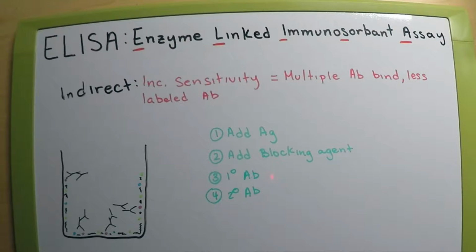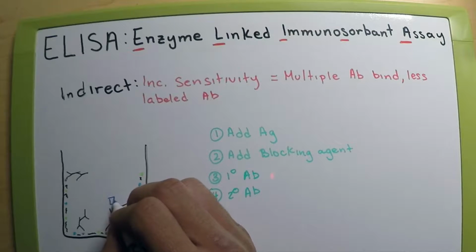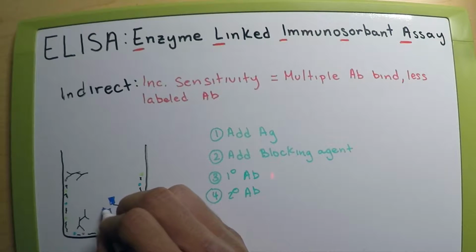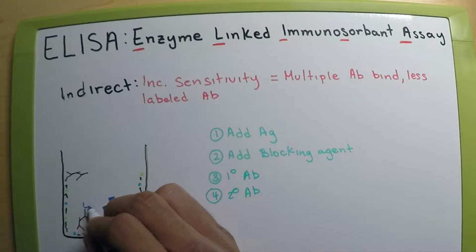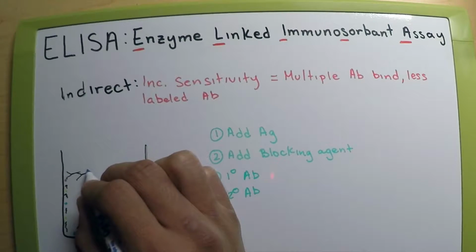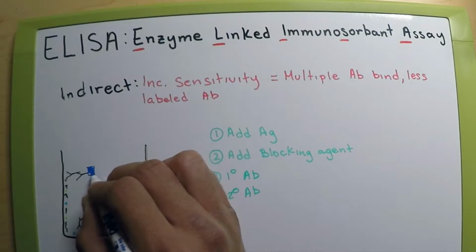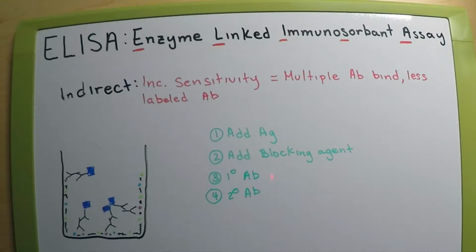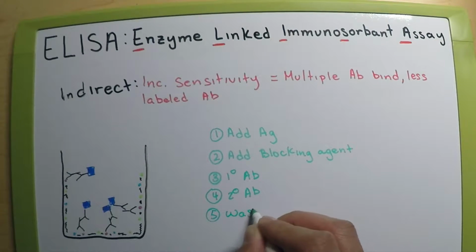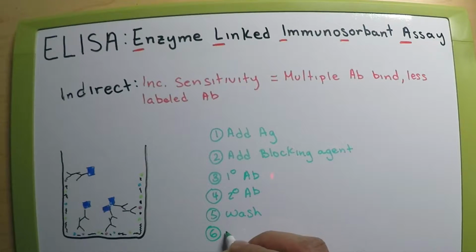So if we use less of that secondary antibody, we can still get a color change simply because some of that secondary antibody attached to that primary antibody. And what that looks like is once the secondary antibody binds to the primary antibody, it causes the color change to occur. After that, it's pretty much the same thing, where step 5 is going to be a wash, and step 6 is just going to be the observation of that color change after the wash.